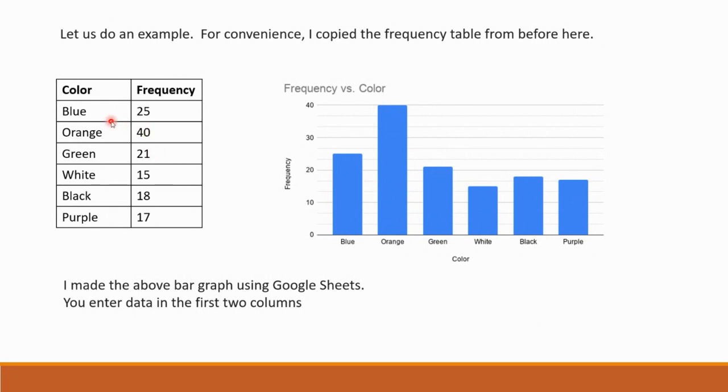Now the idea here is you have a bar for each category, or in this case, color. The height gives you the frequency. The horizontal axis, as you can see, are the categories. The vertical axis is the frequencies. You have blue, orange is 40, green is 21, and so on. I made this using Google Sheets.